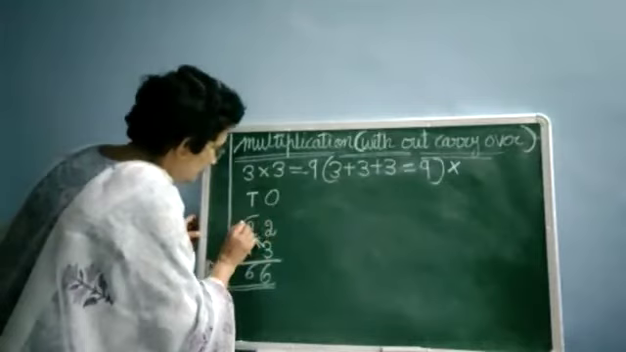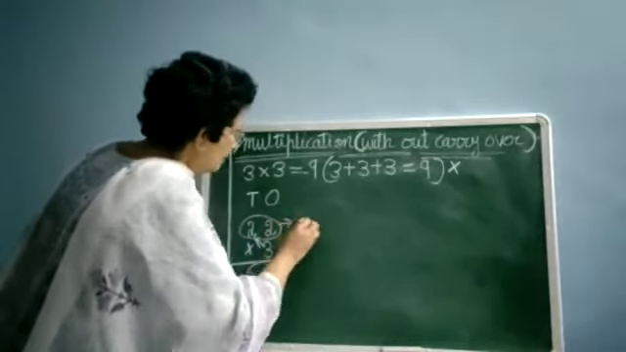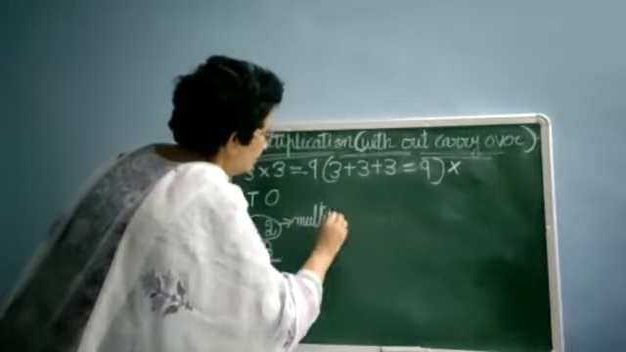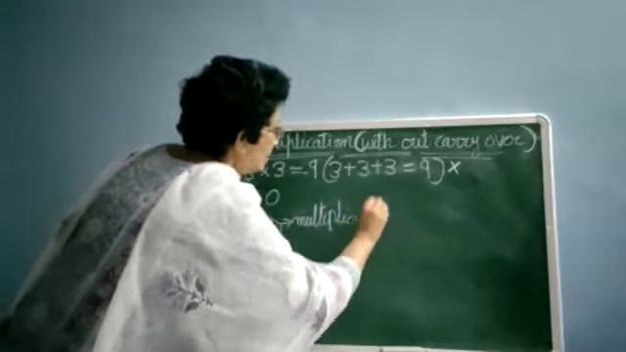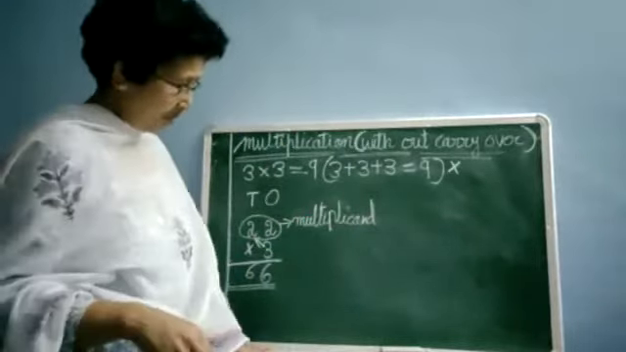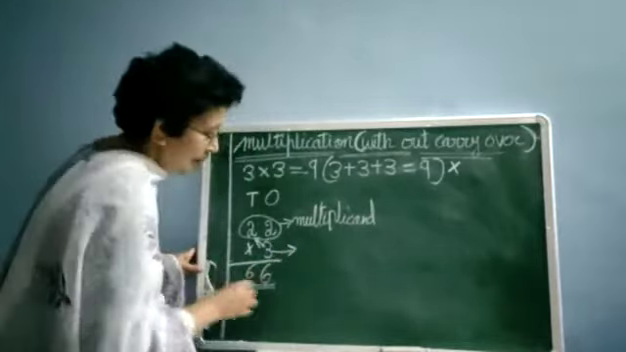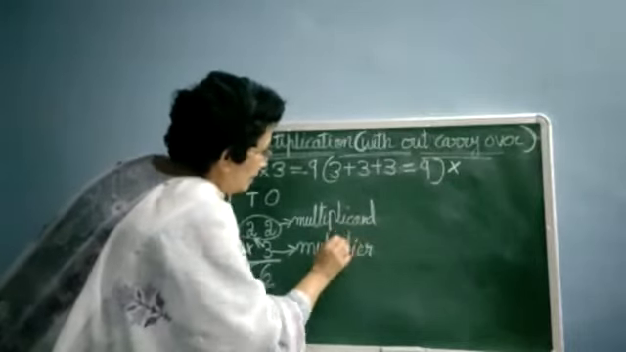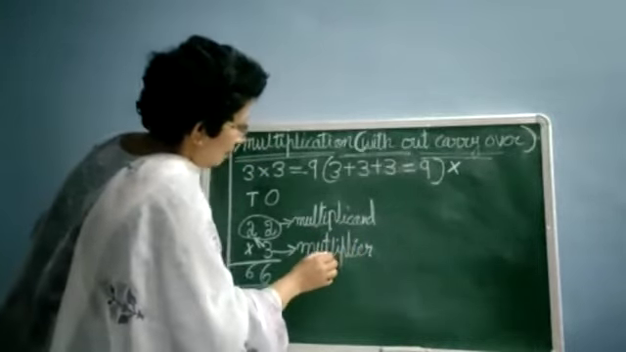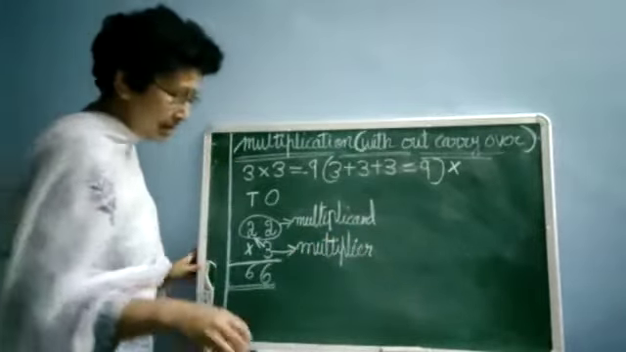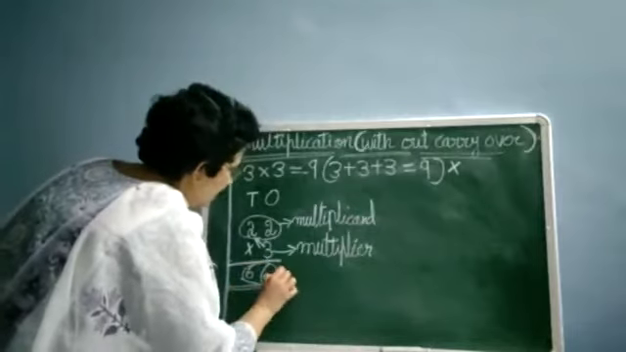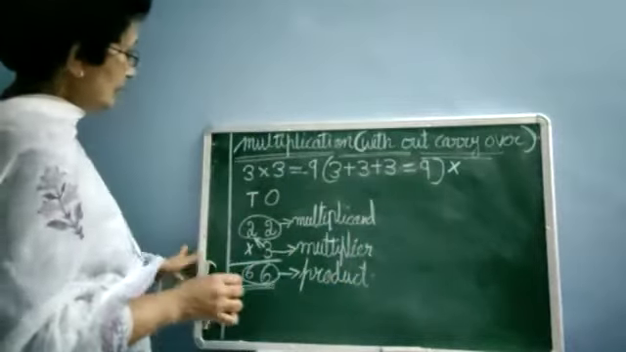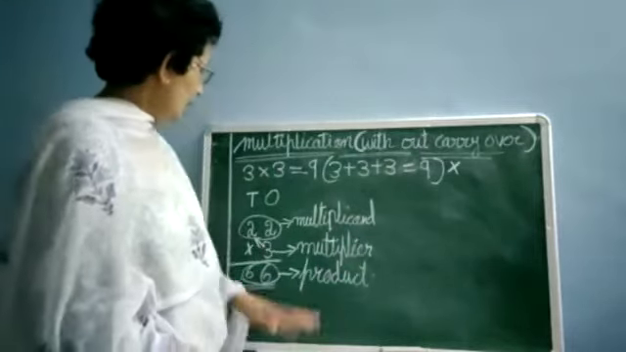So this 22 is called our multiplicand. Okay, this is a multiplicand. And this number, which we are multiplying, this one is called a multiplier. Multiplier, and our answer is our product. This is our product. So, students, this is the way we have to do our multiplication sum.